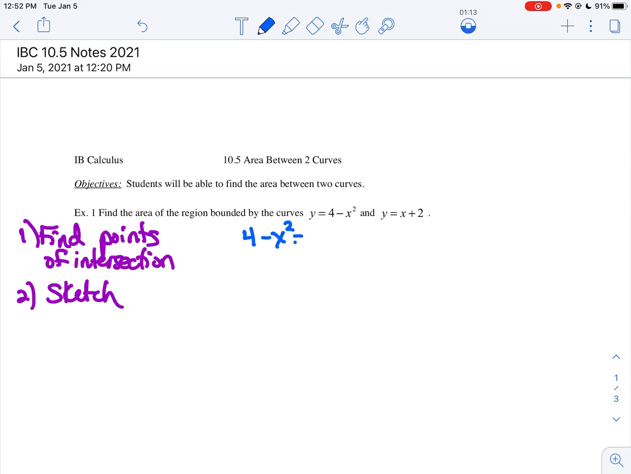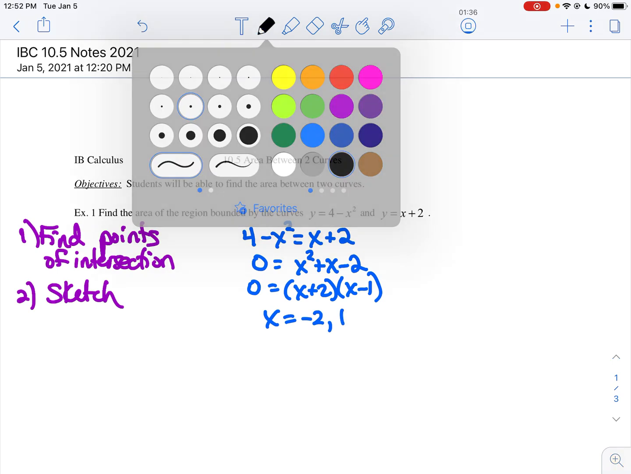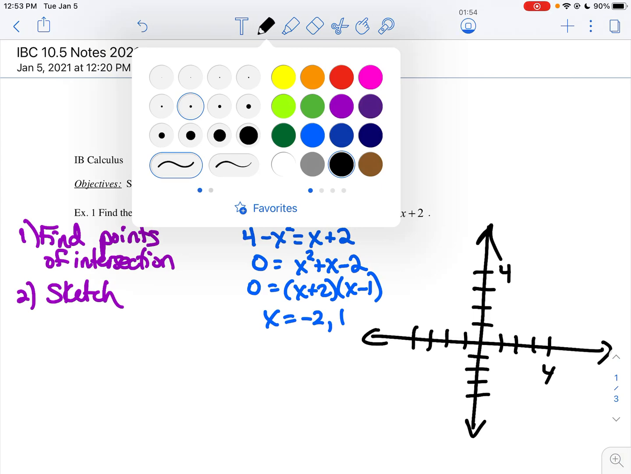So in order to find the points of intersection, you just set them equal to each other. So then I'm getting everything on one side of the equation equal to 0. Then I'm going to factor it. So that's x plus 2, x minus 1. So the points of intersection are at -2 and +1. And if we have to extend the graph, we extend the graph.